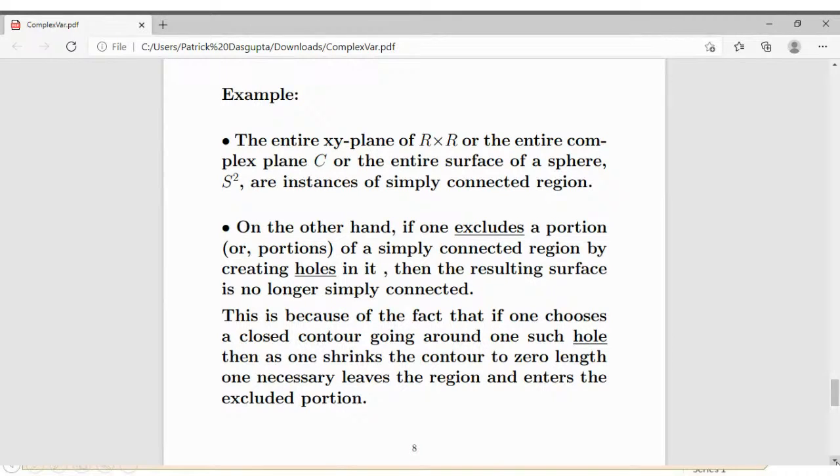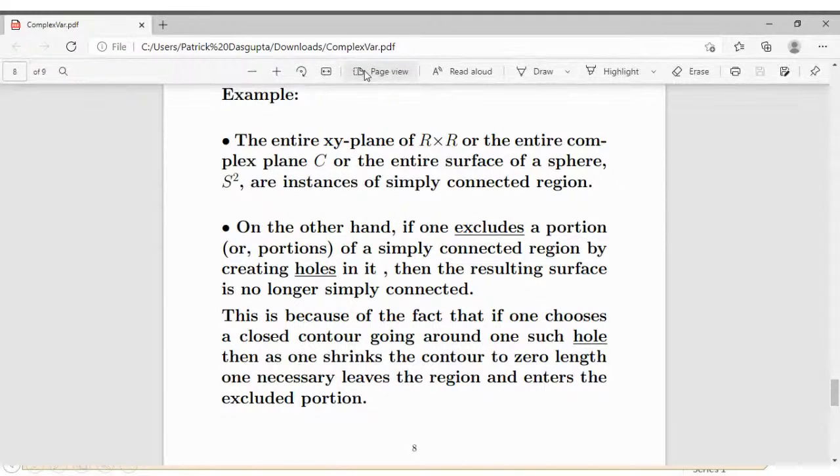So let's consider examples. As you can see, the entire xy plane formed by points whose coordinates are x, y, which mathematically can be written as the set R cross R. If you include all points of the xy plane, then it is a simply connected set, because you take any closed curve anywhere, you can always shrink it to zero length.